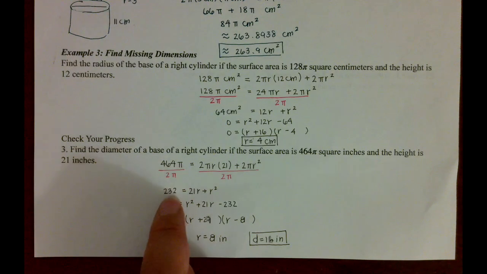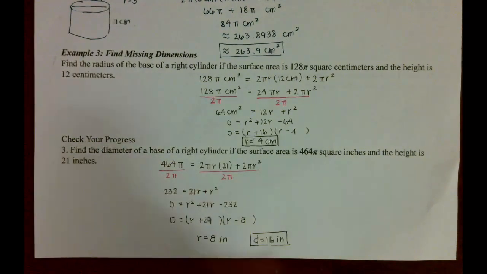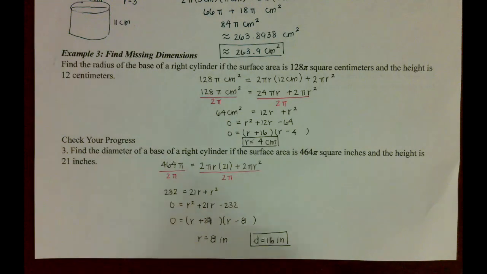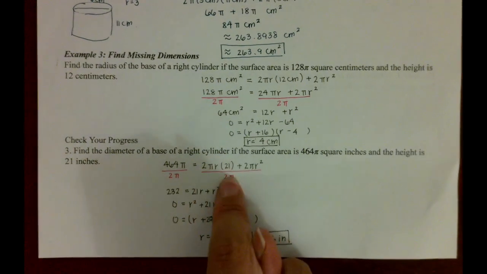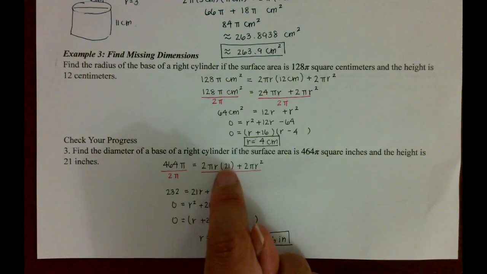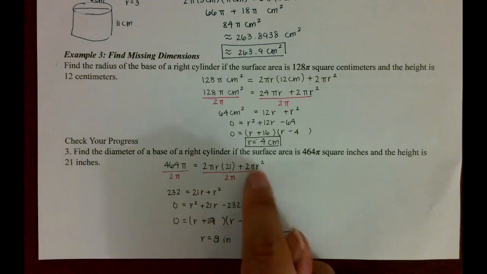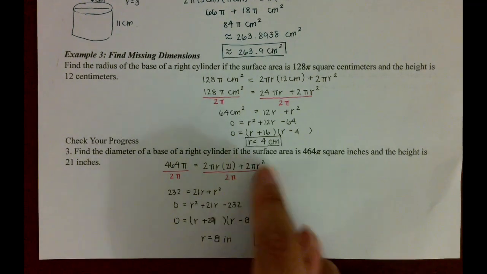464 divided by 2 is 232. Pi divided by pi is just 1. So 232 times 1, 232. Okay. 2 pi divided by 2 pi is 1, so then it just leaves me with 21r. Okay. 2 pi divided by 2 pi is just 1, so 1r squared.